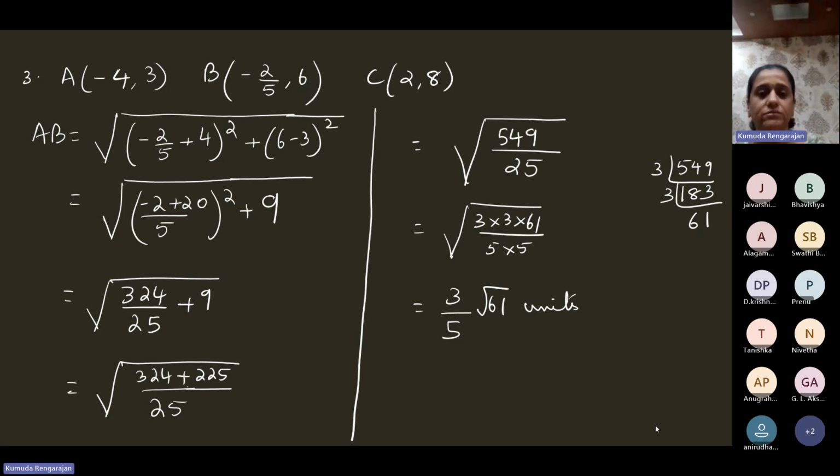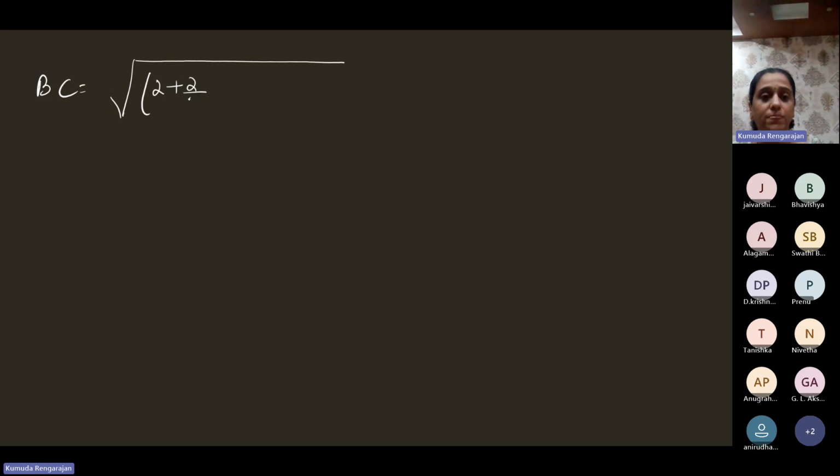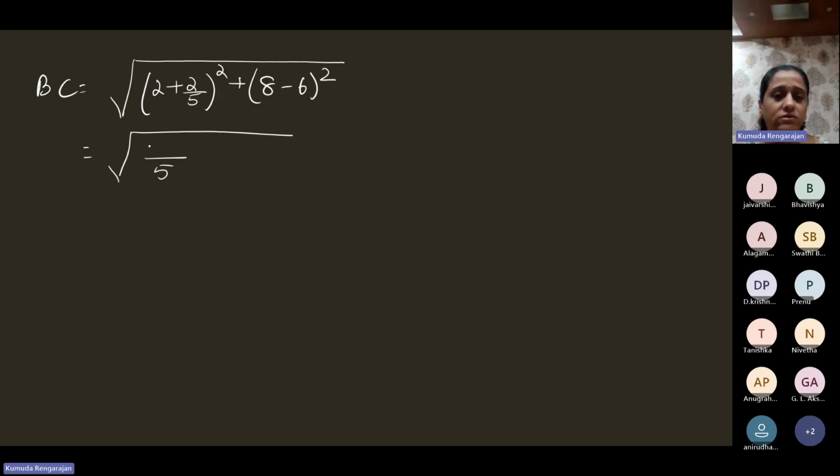Okay, now BC. BC is equal to the square root of (2 + 2/5) the whole squared plus (8 - 6) the whole squared. 5 is the common denominator. So (10 + 2) the whole squared over 5 squared, plus 2 squared, which is 4. 10 plus 2 is 12, 12 squared is 144. 5 squared is 25, plus 4.